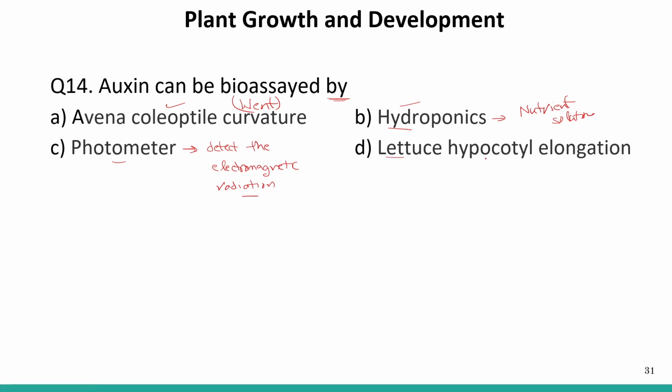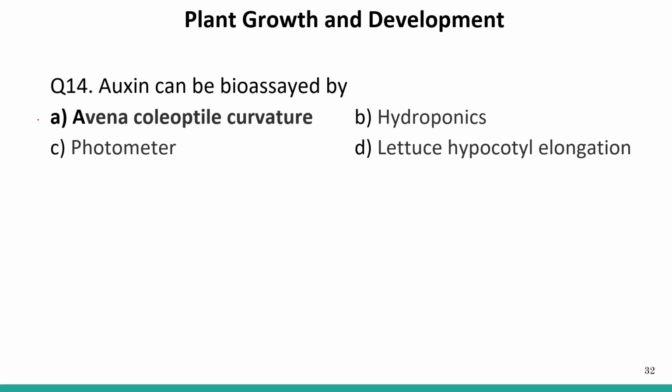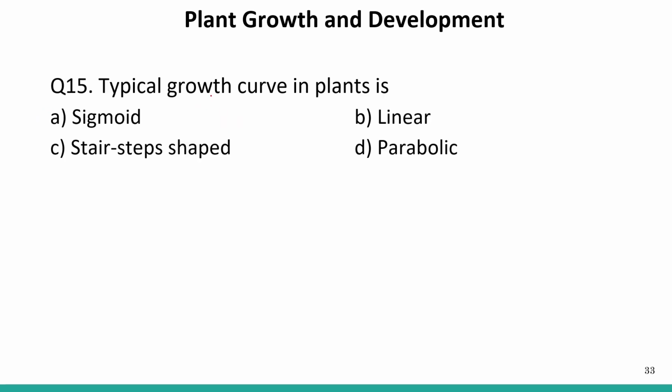Then lettuce hypocotyl elongation. This is a bioassay for gibberellins and not auxins, because gibberellins help in the elongation of the internode and hypocotyl as well. So what should be the correct answer? Avena coleoptile curvature. The next question is, the typical growth curve in plants is sigmoidal, linear, shear-shaped or parabolic.